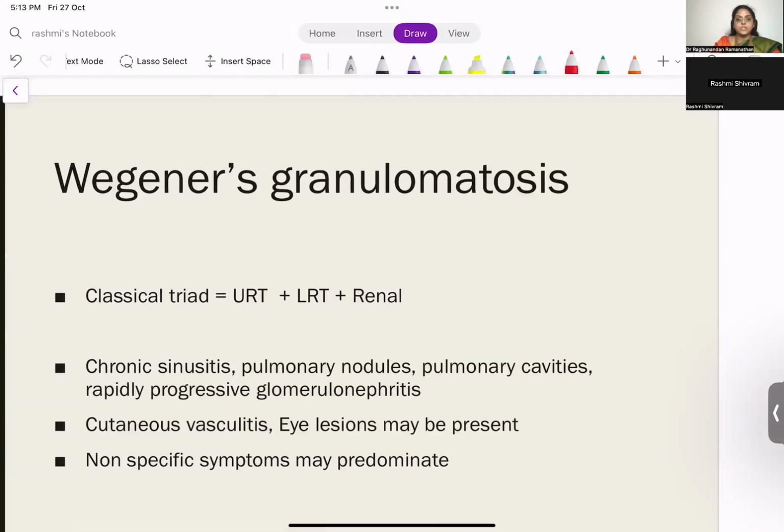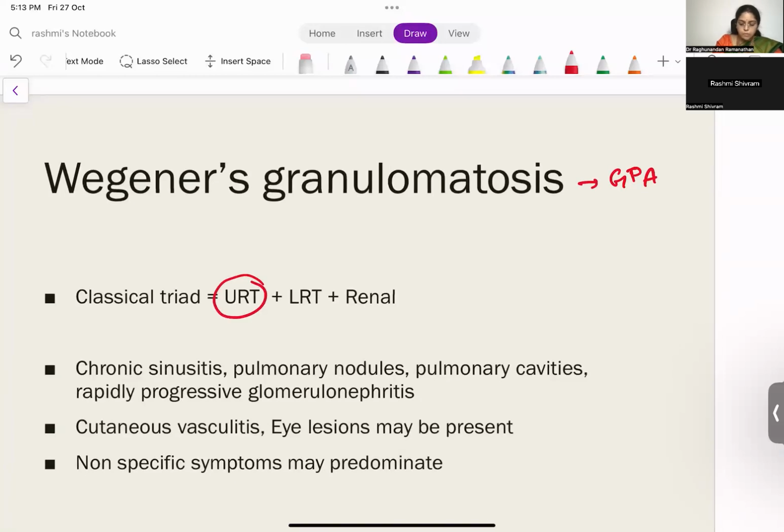So what is Wegener's granulomatosis? You need to keep revising this because this is the latest terminology. It is granulomatosis with polyangiitis. In this, we know that there is polyangiitis, small vessels are involved, it is pauci-immune, and granuloma formation will be there. I told you one more thing: you will have upper respiratory involvement plus lower respiratory involvement plus renal involvement.